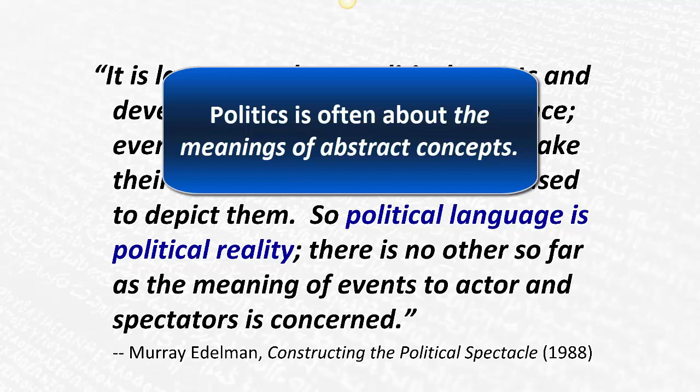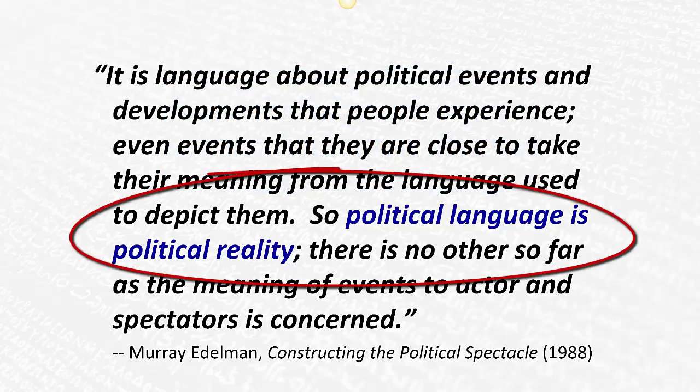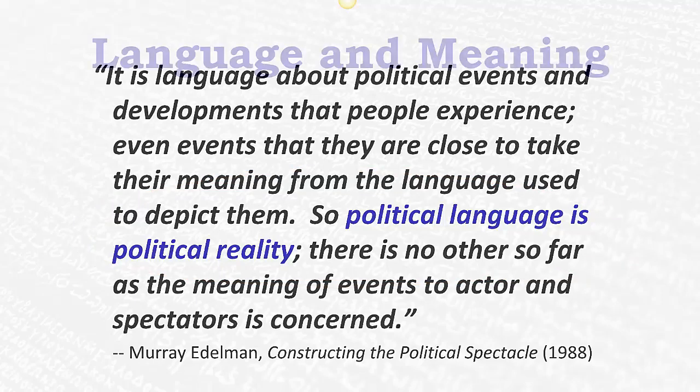And so the way in which we engage in this kind of politics is through communication, through the use of symbols and language. That's what Edelman means by political language is political reality. So if the meaning of symbols carries political importance, we need to have a better understanding of how symbols carry meaning. Now, particularly when we're talking about words as symbols, there's two important levels of meaning that we can think about, denotation and connotation.